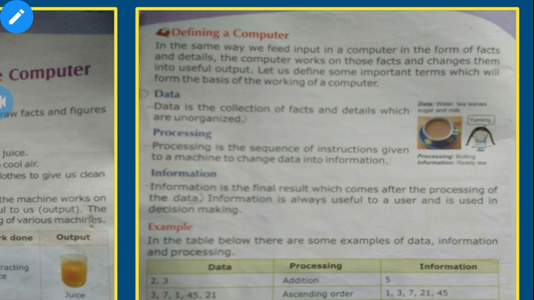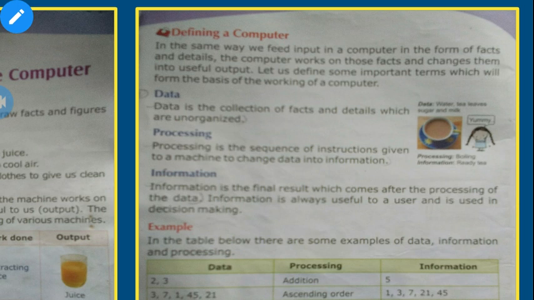Data, processing, information. Data is a collection of facts and details which are unorganized, like 2 plus 2. If we want to add 2 and 2, the digits 2 and 2 are data. And processing is the sequence of instructions given to a machine to change data into information. What is information? Information is the final result which comes after the processing of the data. Information is always useful to a user and is used in decision making. Clear?